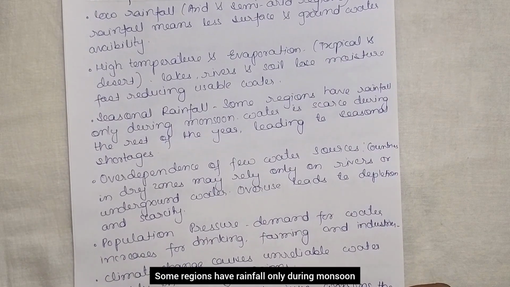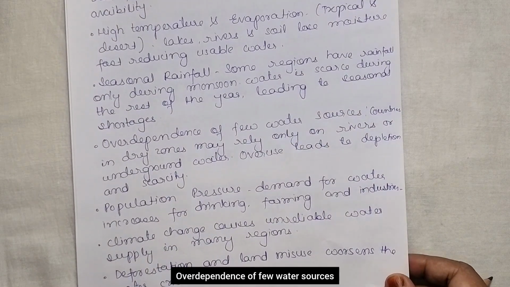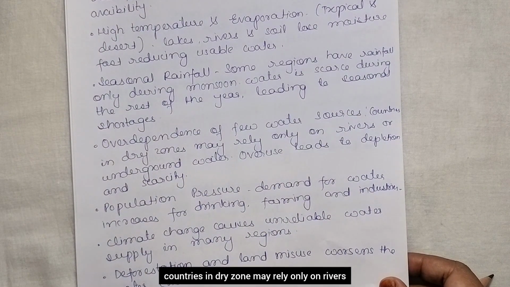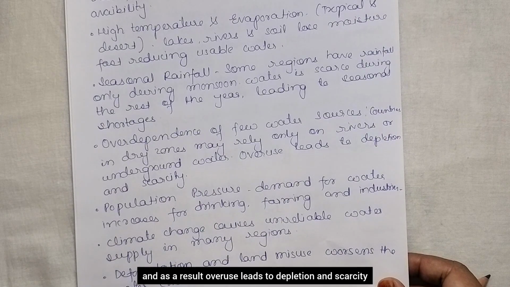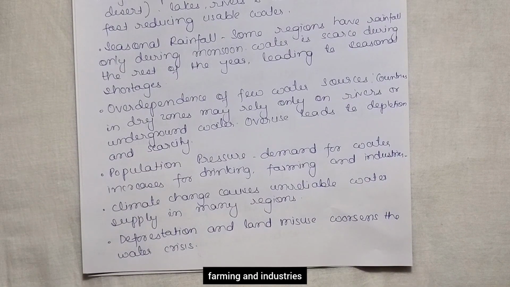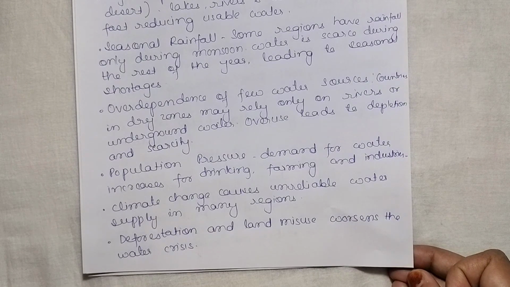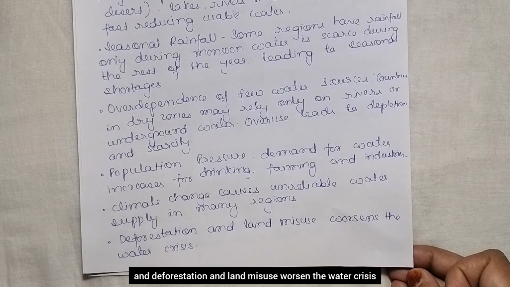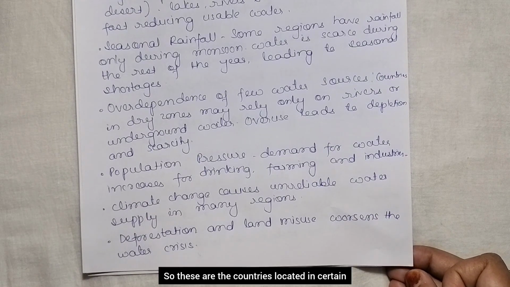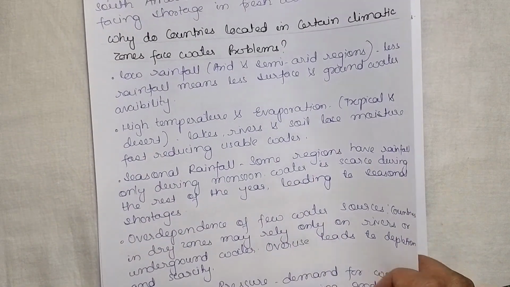Seasonal rainfall. Some regions have rainfall only during monsoon and water is scarce during the rest of the year, leading to seasonal shortage. Over-dependence on few water sources. Countries in dry zones may rely only on rivers or underground water and as a result overuse leads to depletion and scarcity. Population pressure. Demand for water increases for drinking, farming and industries. Then climate change causes unreliable water supply in many regions, and deforestation and land misuse worsen the water crisis. Okay, so these are the reasons countries located in certain climates face water problems, right?